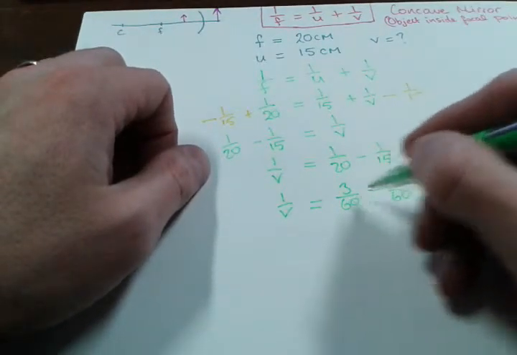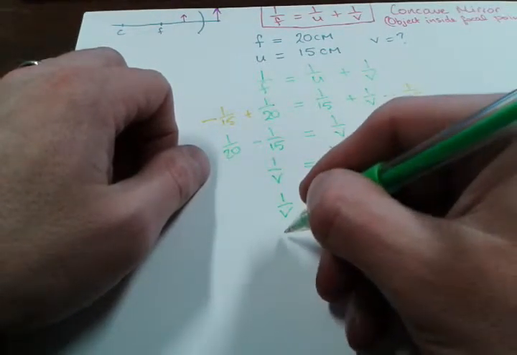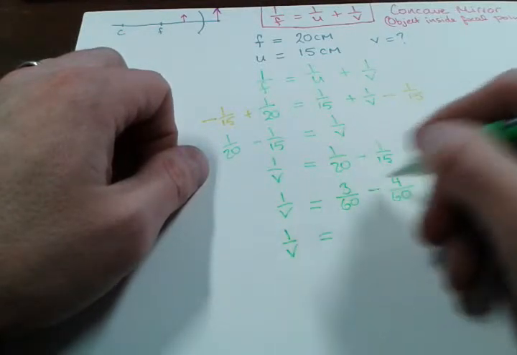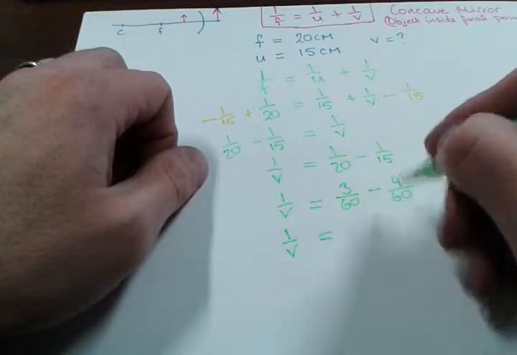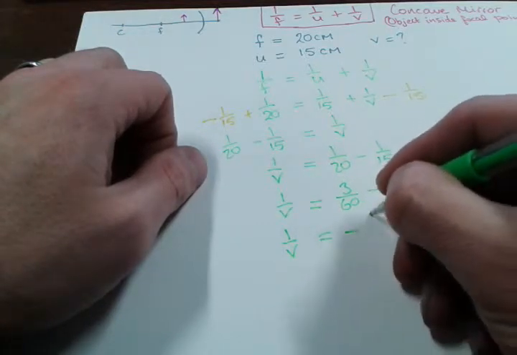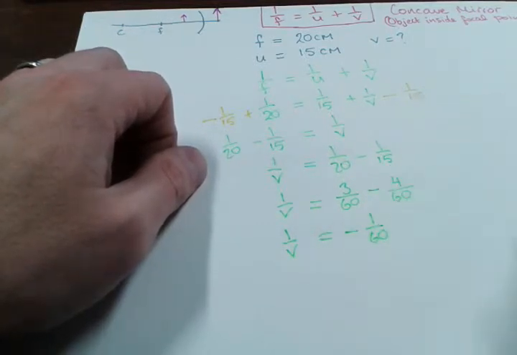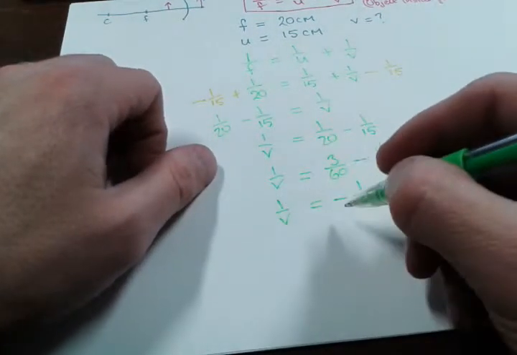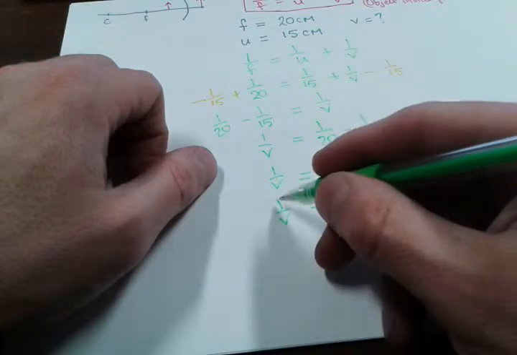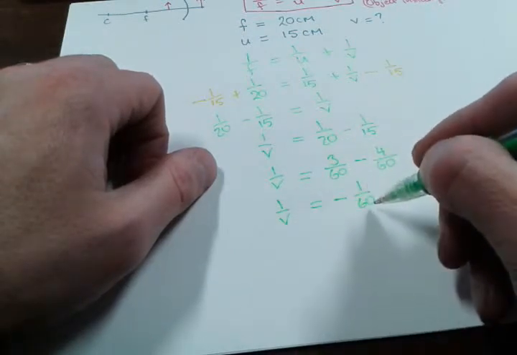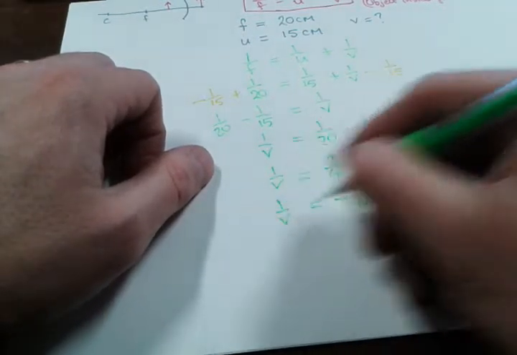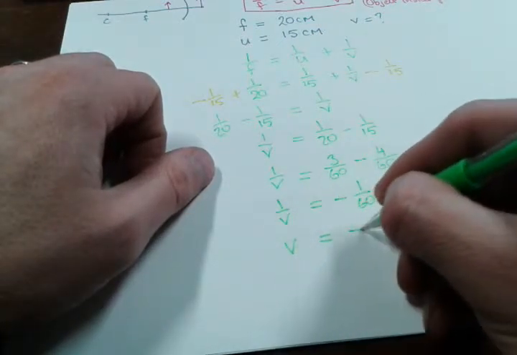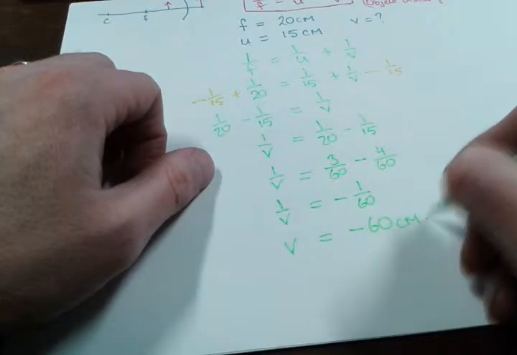Now, because these are both over 60, I can just subtract the numerators. So 1 over v is equal to what over 60? Well, it's 3 minus 4, so that's minus 1 over 60. Similar to the previous examples, I've got 1 over v is equal to minus 1 over 60. So how do I get what v is? Well, taking 1 over both sides would get me the answer. So v is equal to minus 60 centimeters.